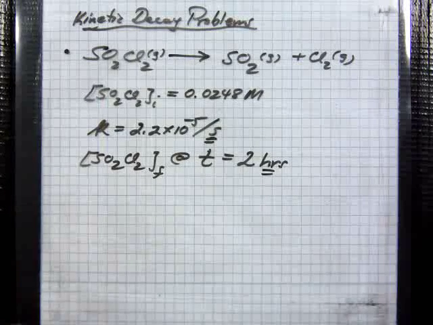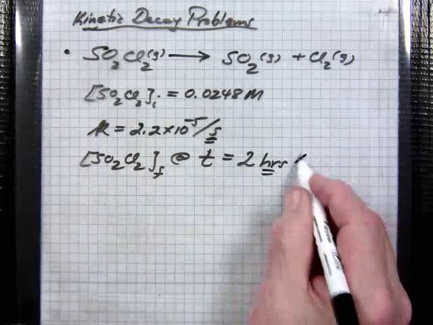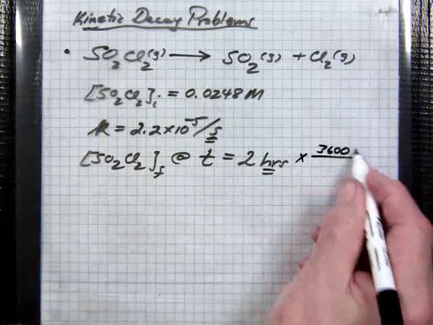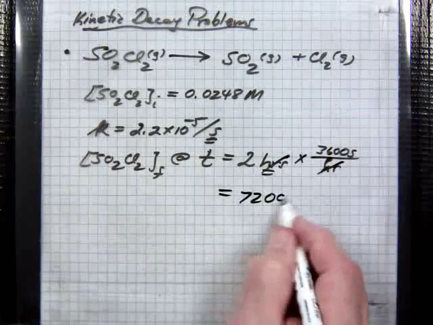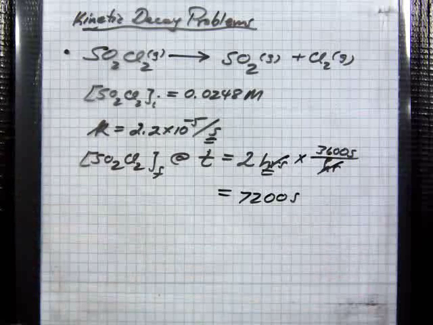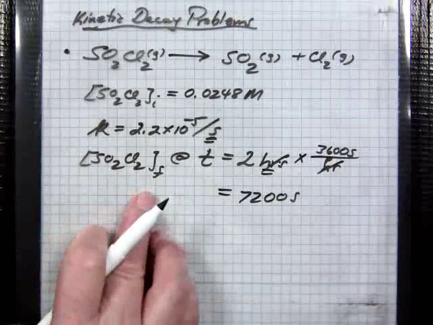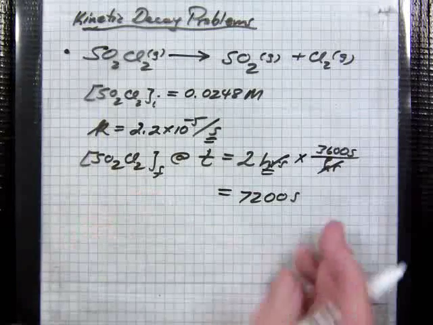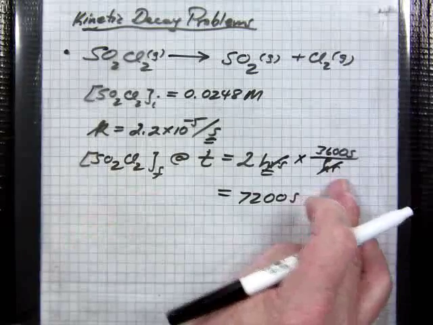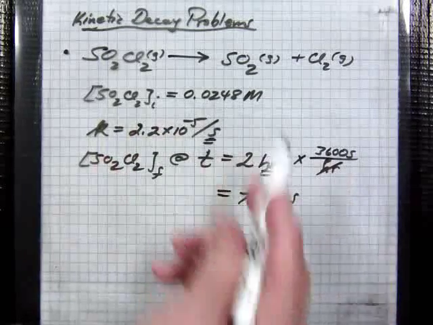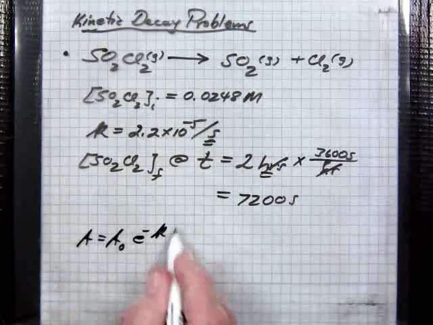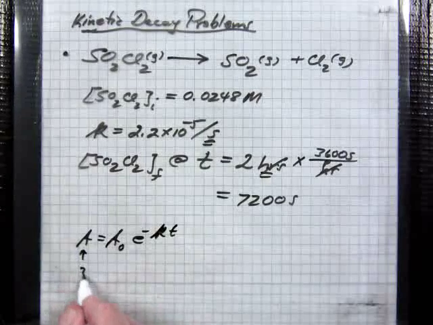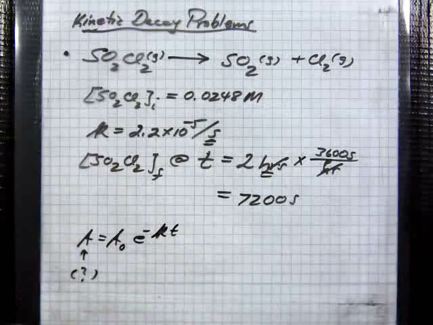I prefer to go hours to seconds because you simply have to go 3,600 seconds per 1 hour. That cancels out, and you have 7,200 seconds, and we'll use that in our first order decay expression. So they want to know the final concentration after 2 hours or 3,600 seconds, given the K value of 2.2 times 10 to the minus 5. Well, A equals A sub O e to the minus Kt. So essentially, you're trying to find out what that final concentration is, A.